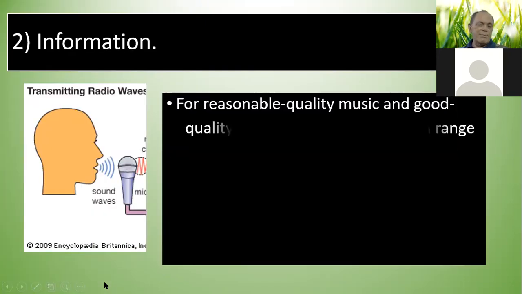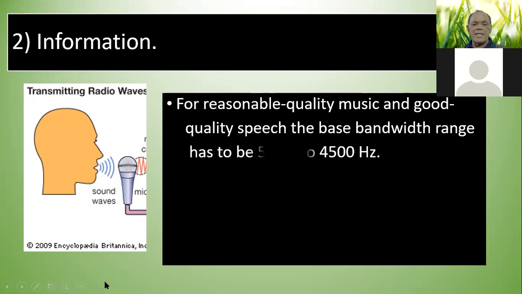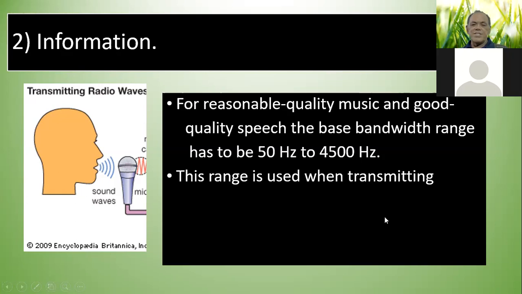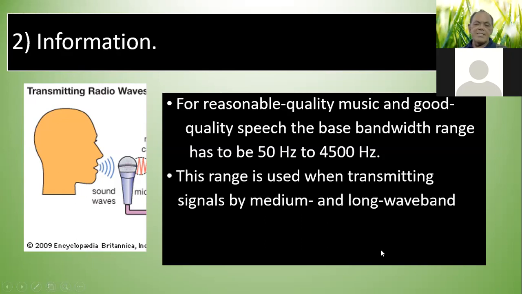For reasonable quality music and good quality speech, the baseband range has to be 50 Hz to 4500 Hz. Keep in mind that, and you will understand why we choose a bandwidth of 9 kilohertz, double that. This range is used when transmitting signal by medium and long waveband radio.